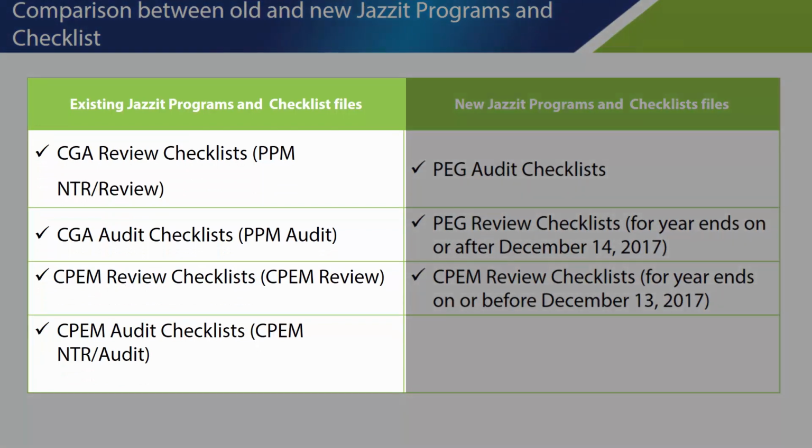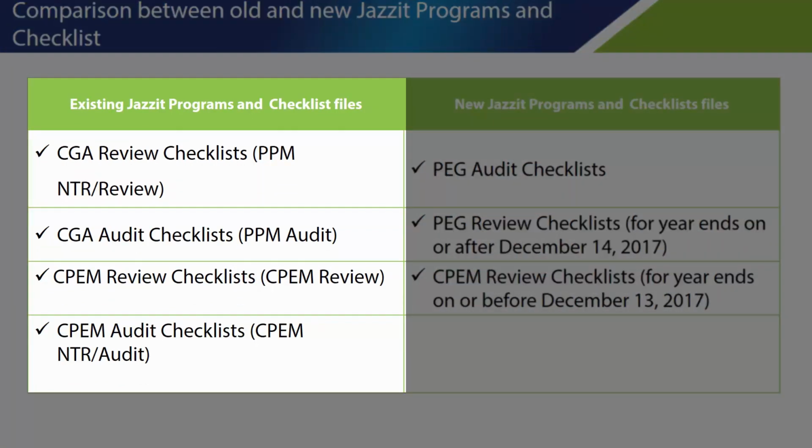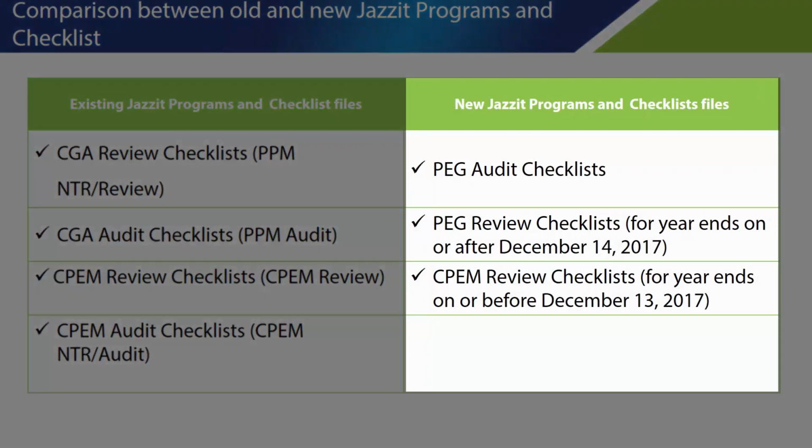Jazzit currently offers the following programs and checklists packages: the CGA PPM review checklists, the CGA PPM audit checklists, the CPEM review checklists, and the CPEM audit checklists. With the new PEG changes now in effect, these checklists have been replaced with the following Jazzit programs and checklist packages: the PEG audit checklists, the PEG review checklists, and the CPEM review checklists.